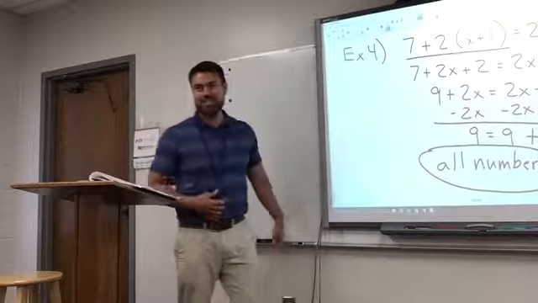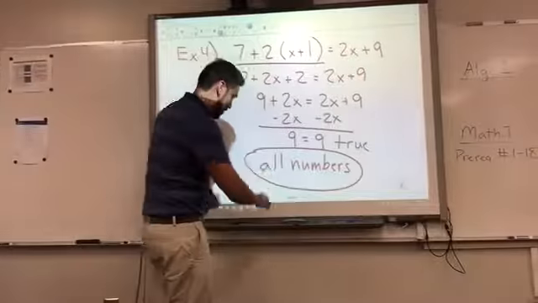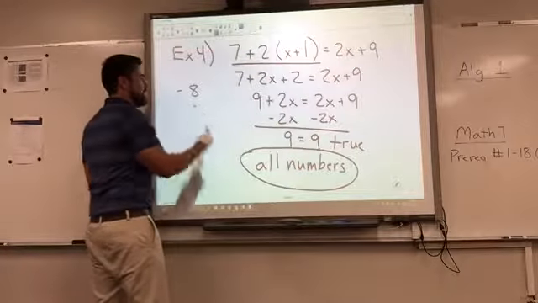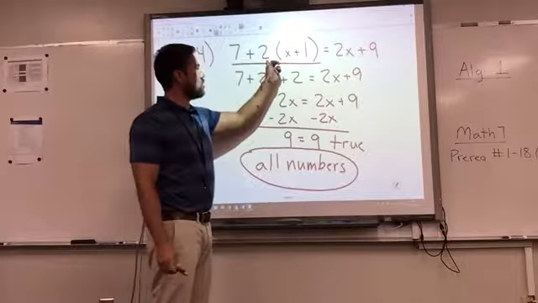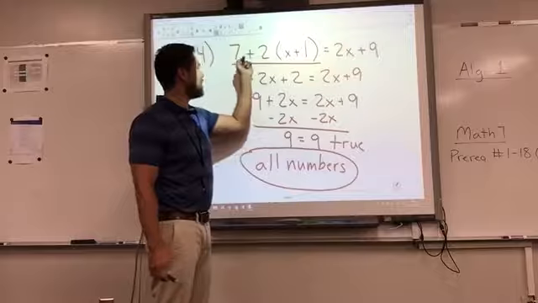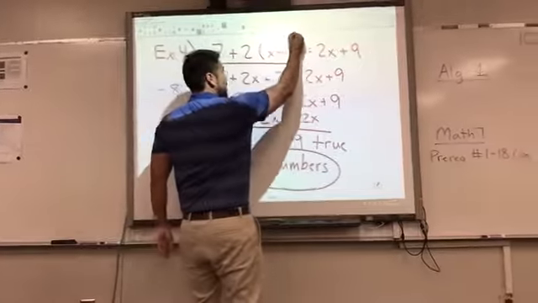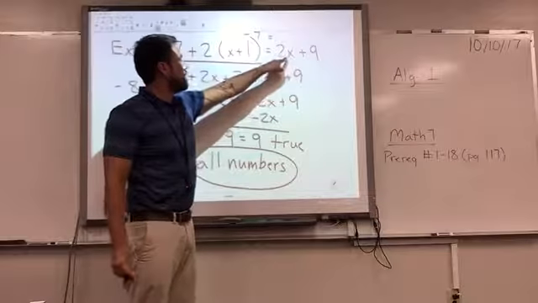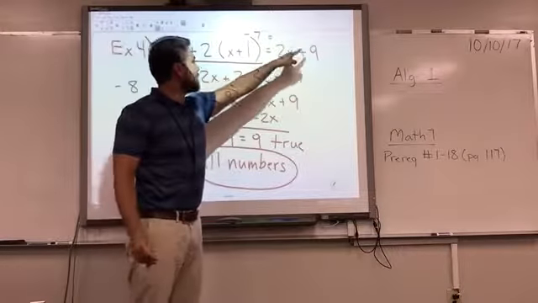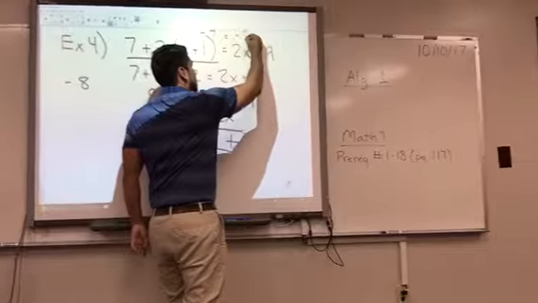Negative 8 works. Okay, I'm going to write it down. Let's make it easy. Negative 8 plus 1 is negative 7, times 2 is negative 14, plus 7 is negative 7. I'll write that there. 2 times negative 8 is negative 16, plus 9 is negative 7.